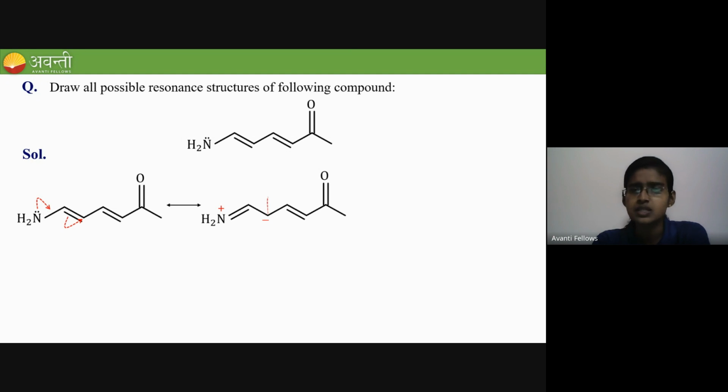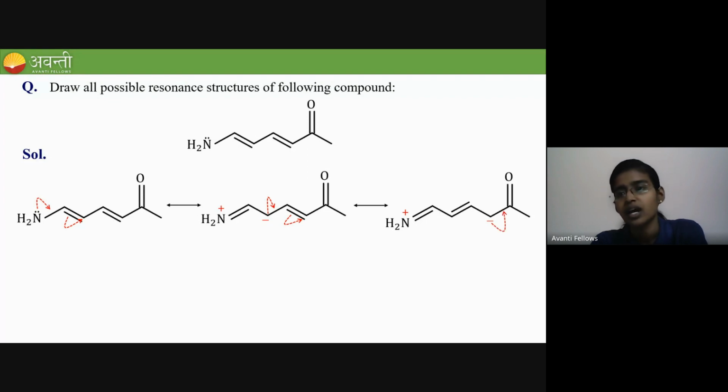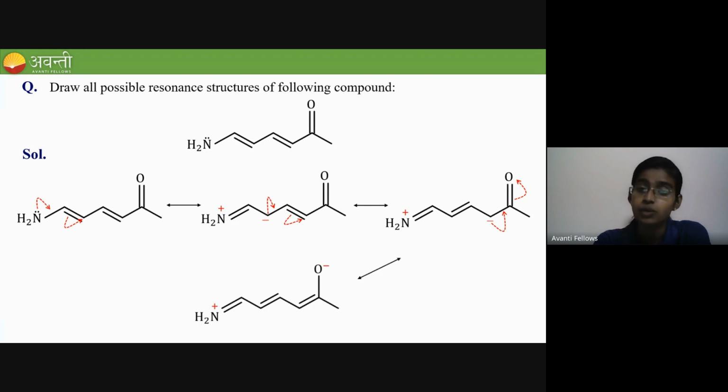Now this negative charge will move towards the adjacent sigma bond, and the pi electron which is there will move towards that carbon. Because of this delocalization, we are getting the third structure. Now the negative charge will go towards the carbon-carbon bond, and the pi electron between carbon and oxygen will break and move towards the oxygen. So we are getting one more structure. These are the 4 resonance structures.